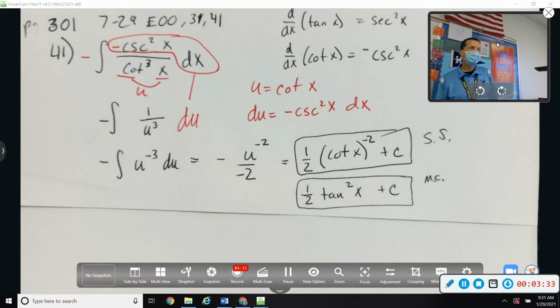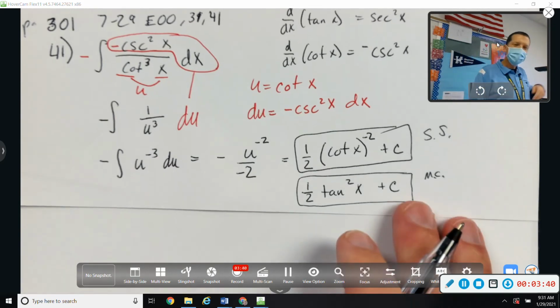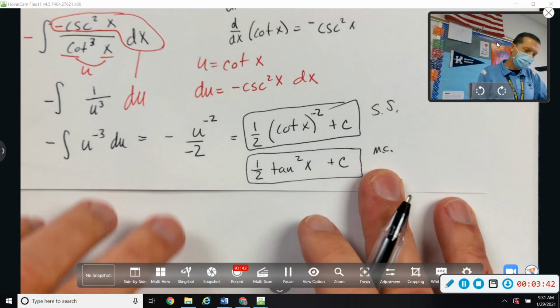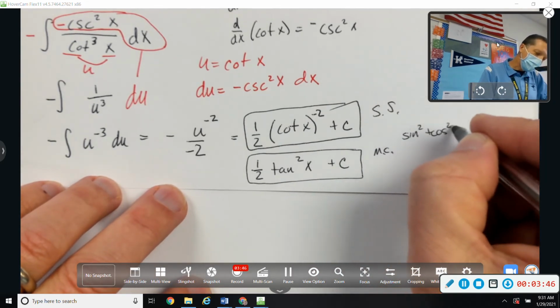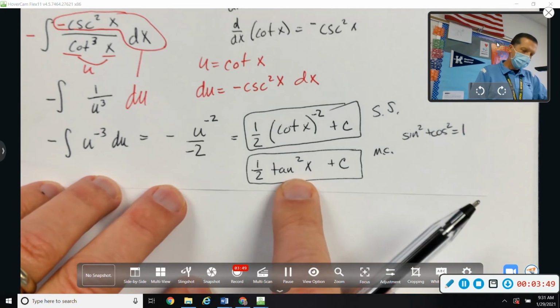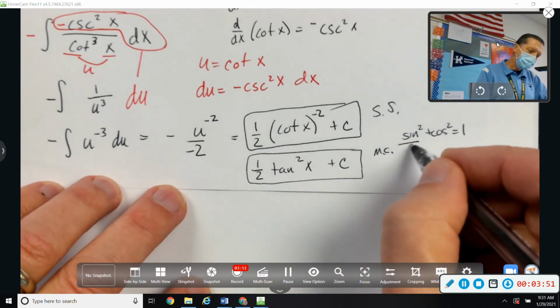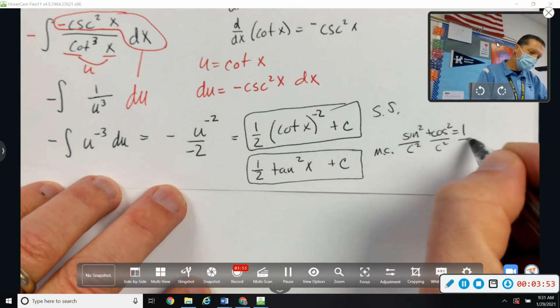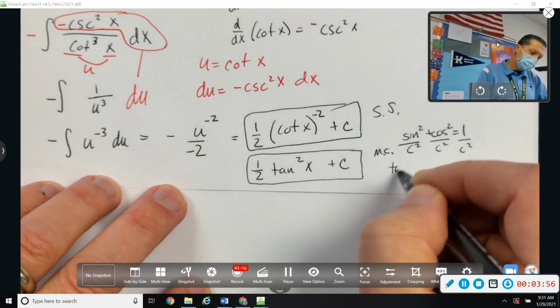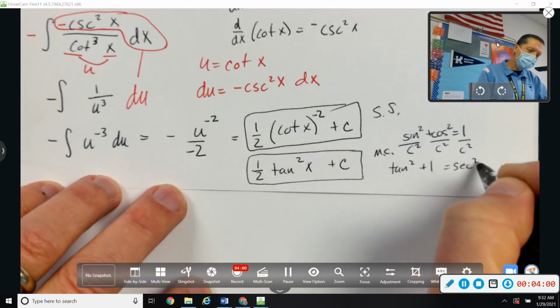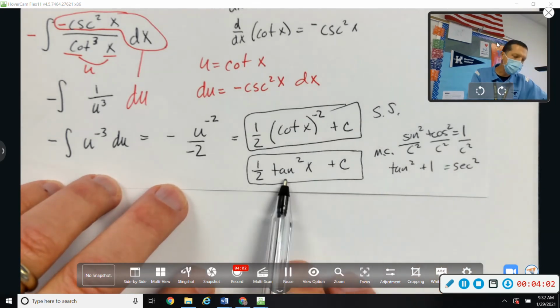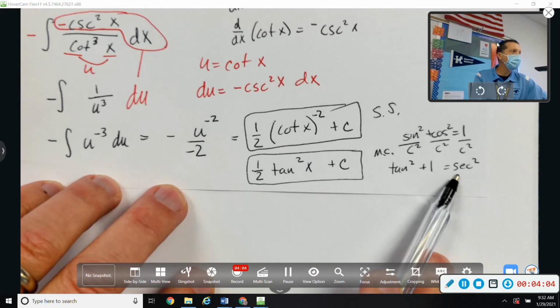CalChat took it even farther to 1/2 secant squared of x plus c1. Do you know where they get that from? So CalChat goes one step further. Sine squared plus cosine squared is 1. So if I want tangent to show up, I divide by cosine squared. So tangent squared plus 1 equals secant squared. So in place of tangent squared, they put secant squared minus 1.